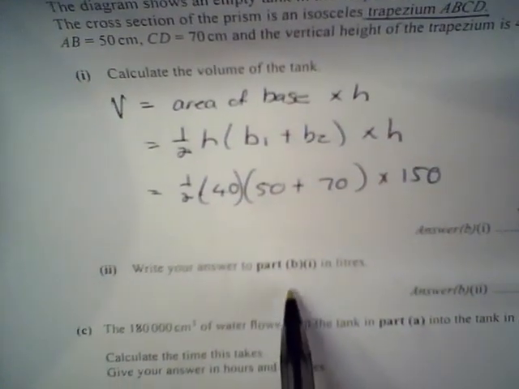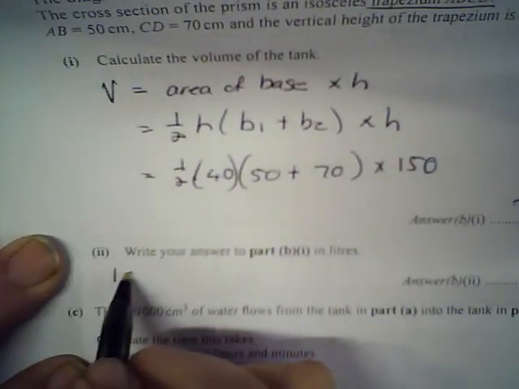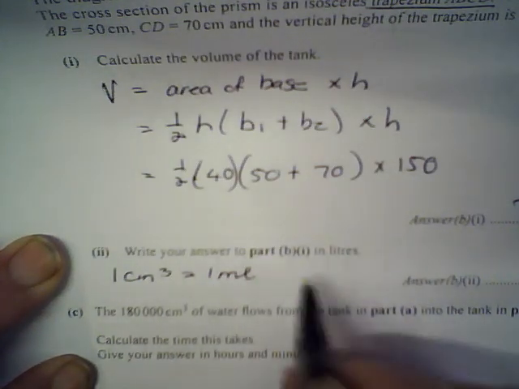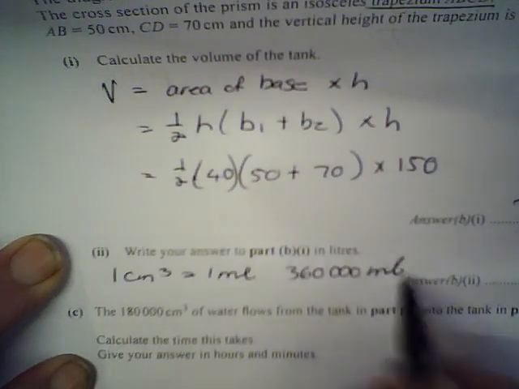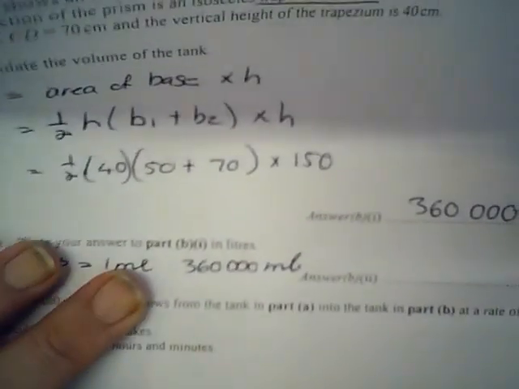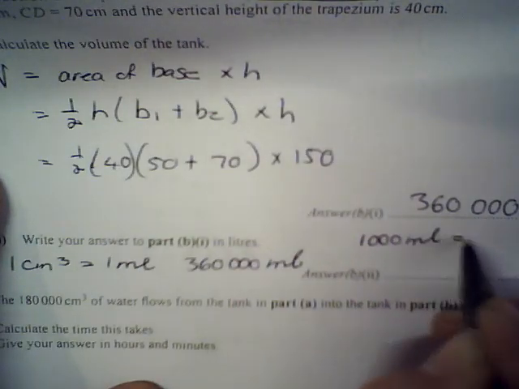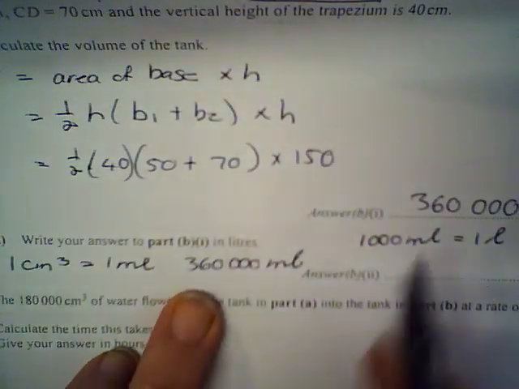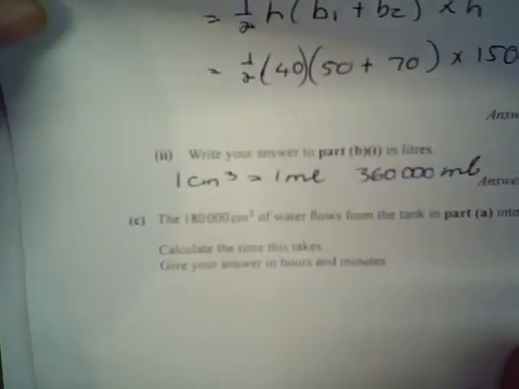Okay, then they ask us to write your answer in B1 in terms of liters. So I know that 1 cm³ equals 1 milliliter. So I would have 360,000 milliliters. Then I also know that 1,000 milliliters equals 1 liter. So I can just divide by 1,000 here. That would give me 360 liters. Good.